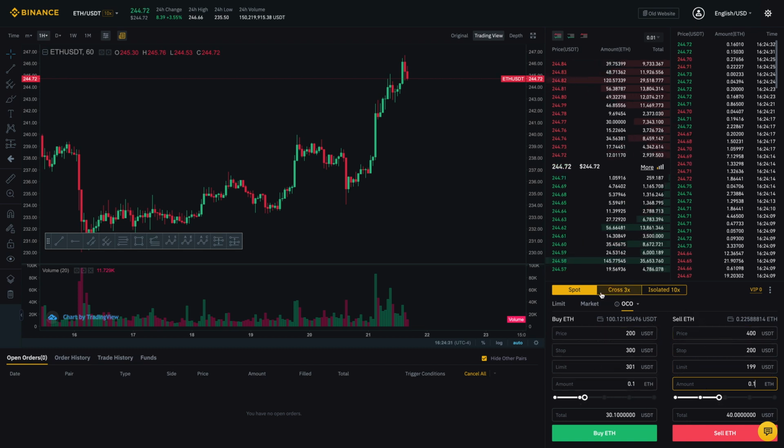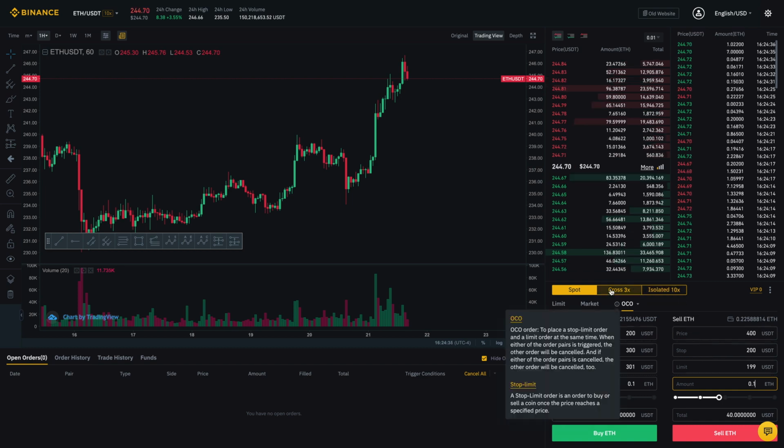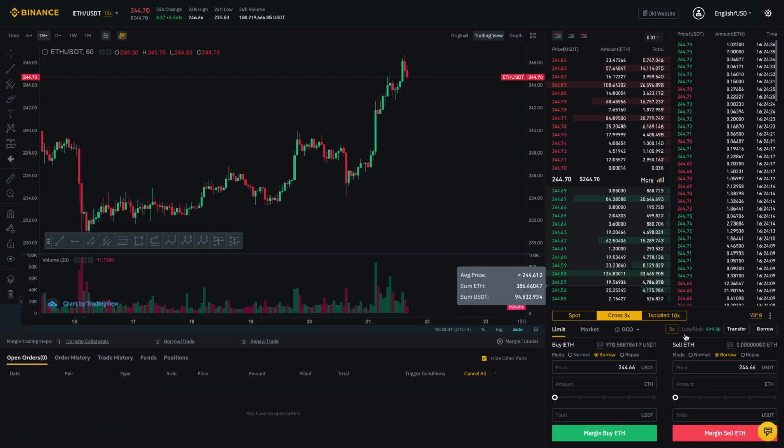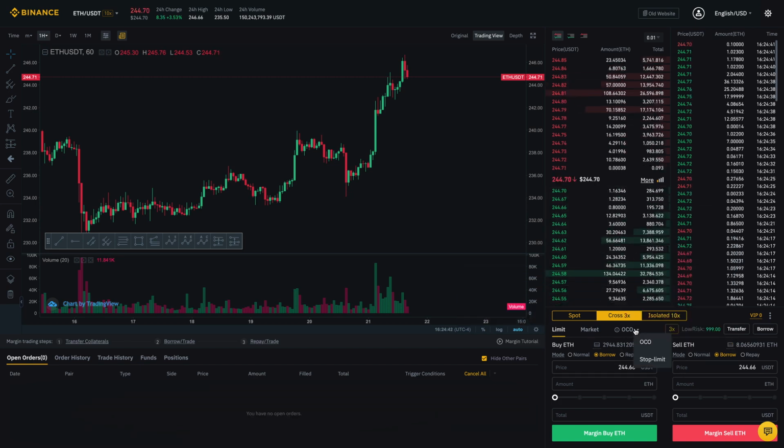Now there's other parts here where there's cross and isolated. Now I'm going to talk about that. If I go to cross, you'll notice that you'll have the limit, market, OCO, which is the same. That stuff I've just talked about, it's all the same. But what cross margin is, basically you are borrowing on margin. You have the option to borrow on margin, right? So there are three different options here: normal, borrow, and repay.